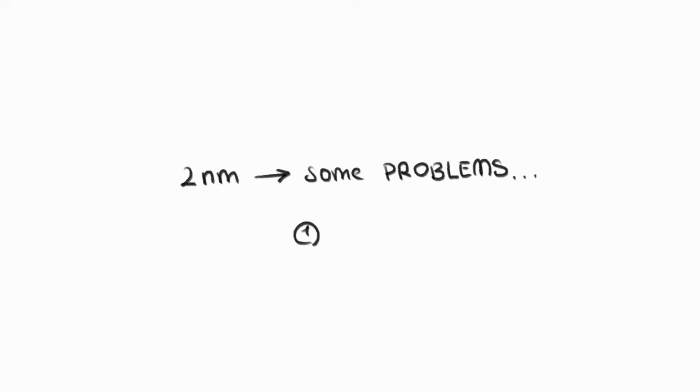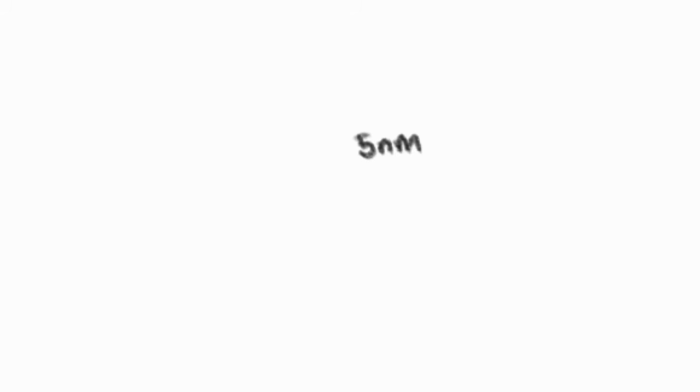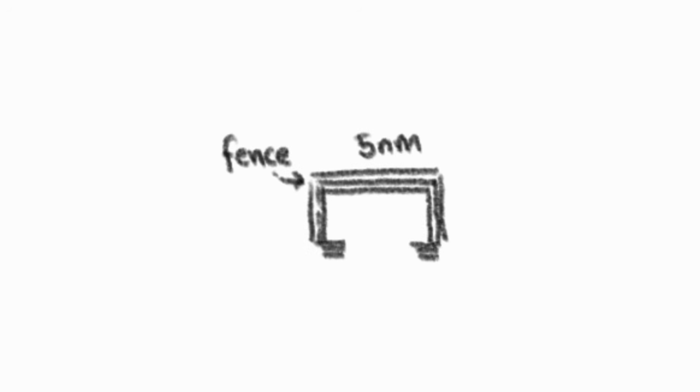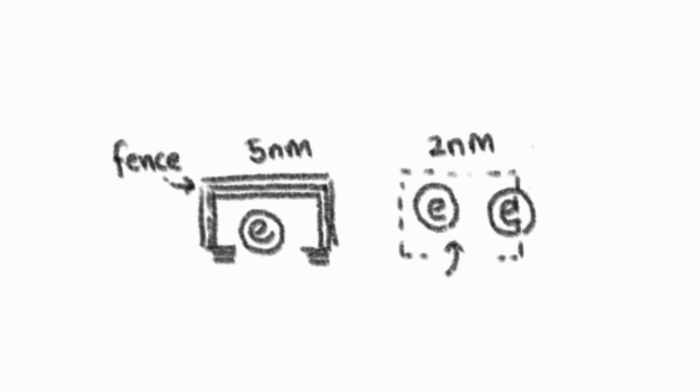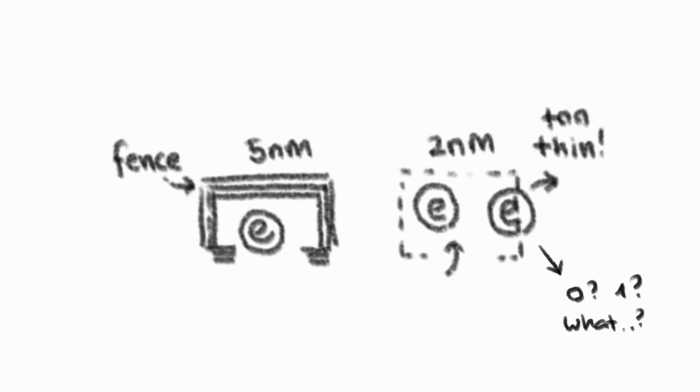And the first problem we face is called quantum tunneling. Let's say one 5 nanometer transistor has a fence to keep the electricity inside to switch from 0 to 1. But at 2 nanometers, with only 10 atoms wide, the fence becomes so thin that the electricity does not stay within the fence. So the electricity leaks or transports through the wall, confusing if it's a 0 or 1.